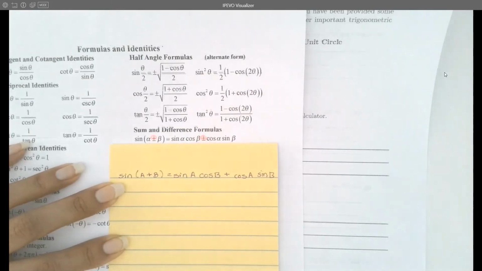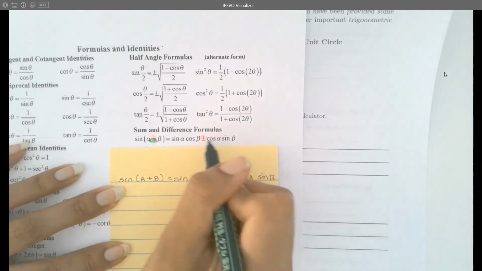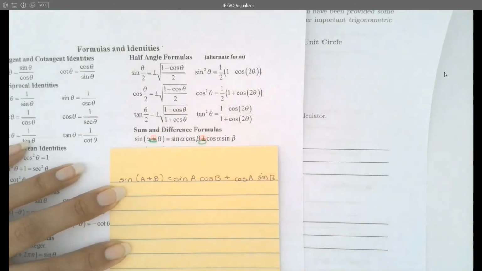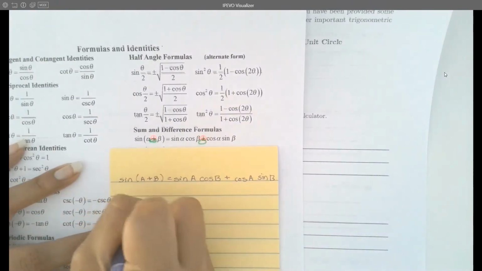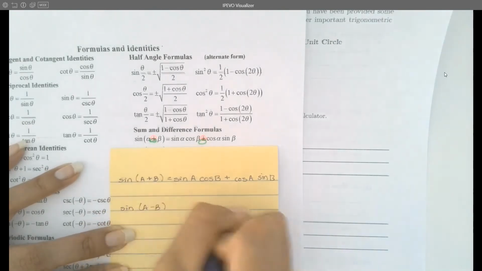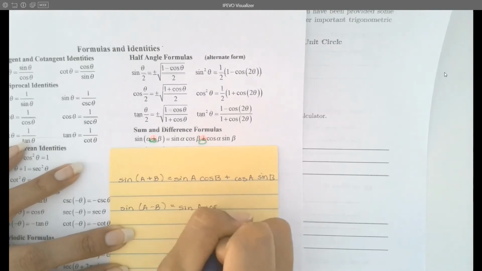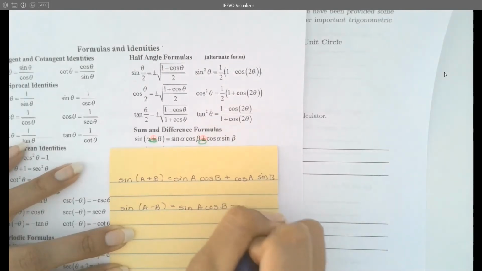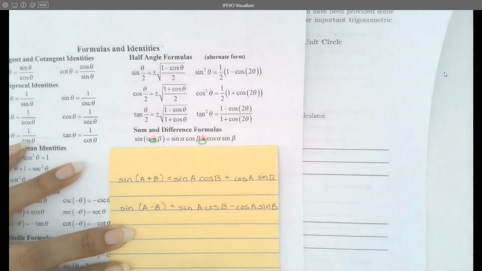The second equation is if you take the bottom symbol, so on the left-hand side we have a negative, on the right-hand side we also have a negative. So the second equation, or the second identity, would be sine of A minus B is equal to sine of A cosine of B minus cosine of A sine of B. It's just the symbols change.